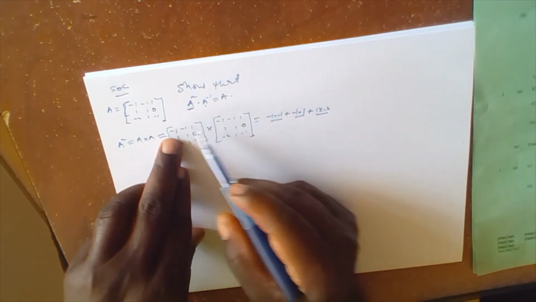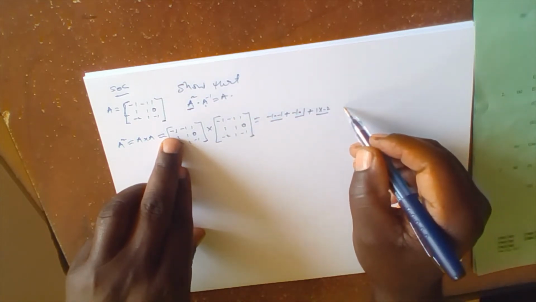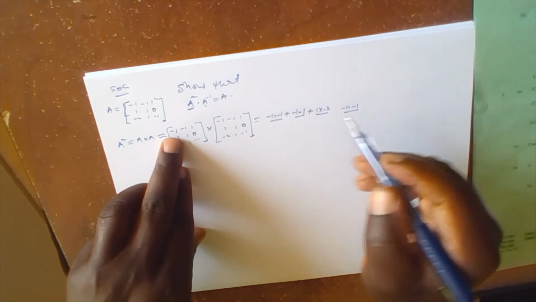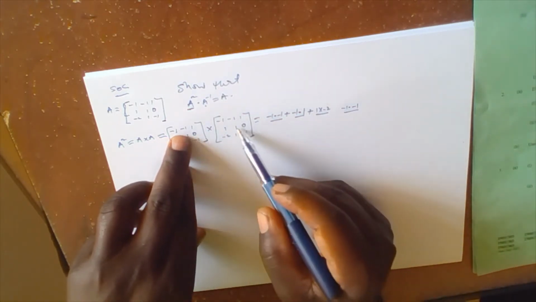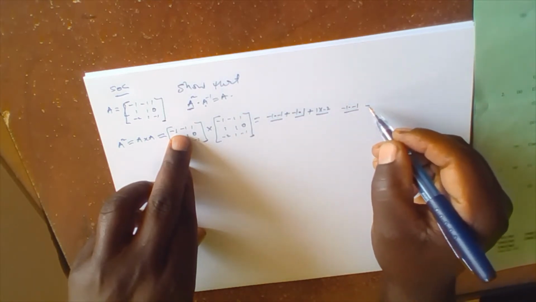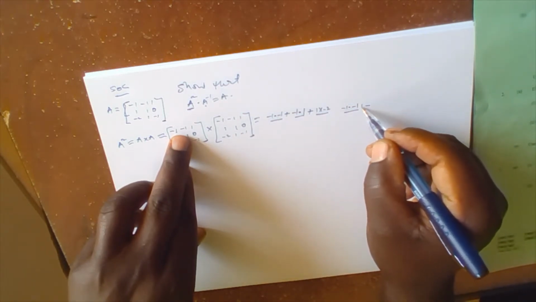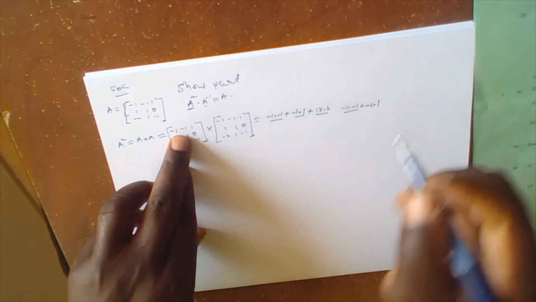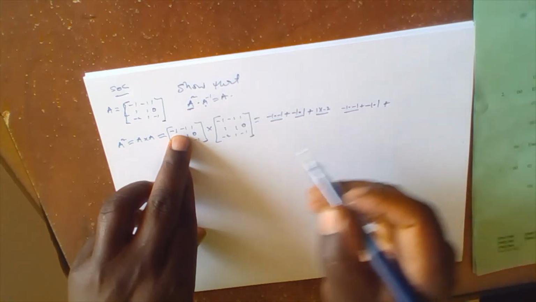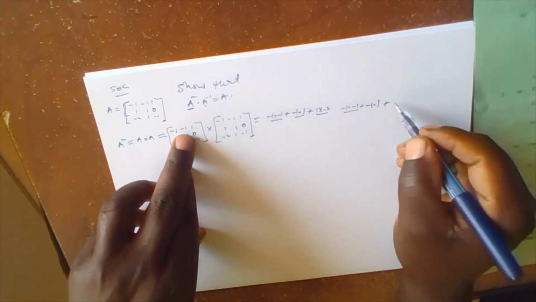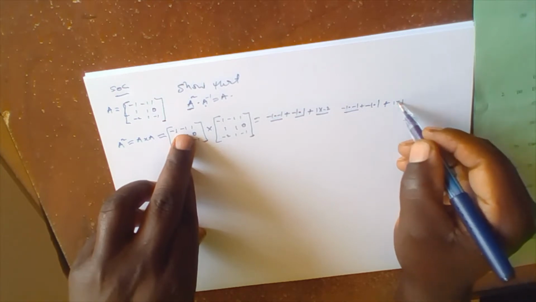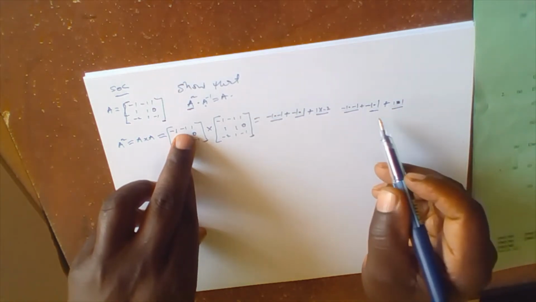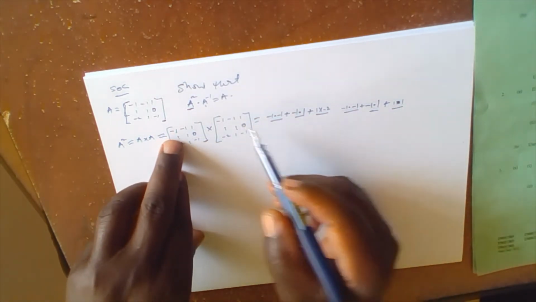So it will be -1 times -1, then we have -1 times 1, plus -1 times 1, then plus 1 times 1. So we are done with the middle element. We go to the last element.